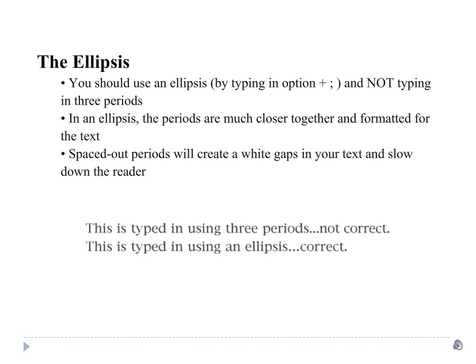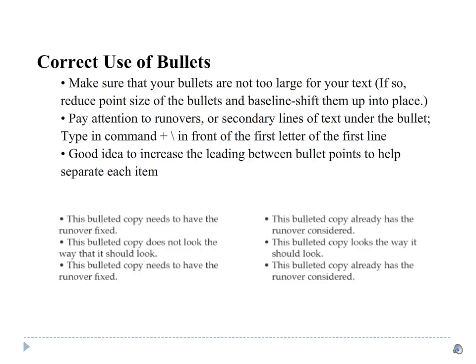The ellipsis is often something we don't think much of. However, it is important that we use an ellipsis rather than inserting 3 periods in a row. So you should use an ellipsis by typing Option plus semicolon and not typing in 3 periods. In an ellipsis, the periods are much closer together and formatted for the text. Spaced out periods will create white gaps in your text and slow down the reading.